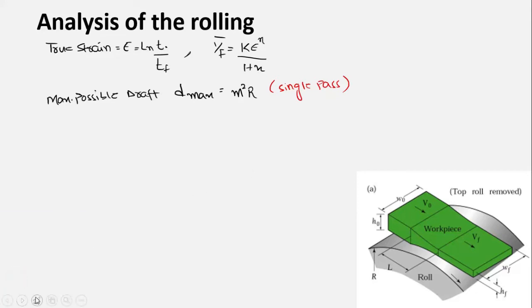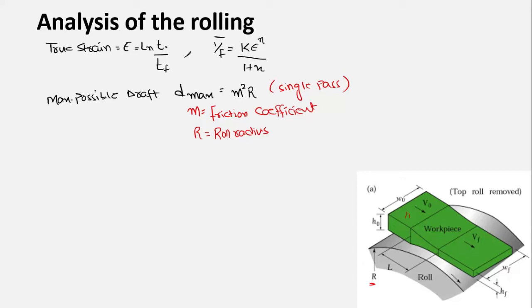So here we can write it as, d max equals m squared r, where m is the friction coefficient, while r is the roll radius, as you can see here, right? The coefficient of friction in rolling depends upon the lubrication that we are using, the work material, what kind of material is being used, and the working temperature. Obviously, if it's hot working, there will be more friction, right?